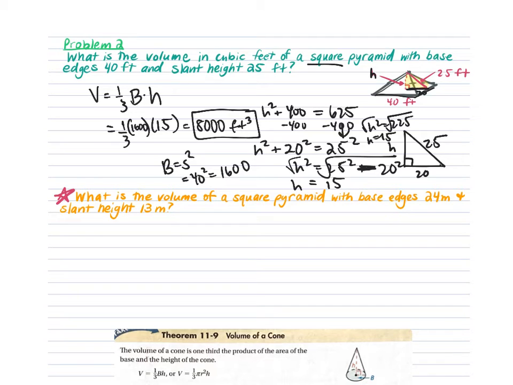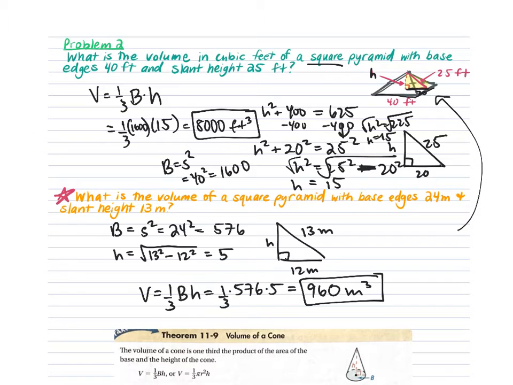Okay, try this next one on your own. What is the volume of a square pyramid with base edges 24 meters and slant height 13 meters? So the same picture, just instead of 40 feet, it's 24 meters. Instead of 25 feet, it's 13 meters. So see if you can solve this on your own. Press pause and try it, and then check back for the solution.